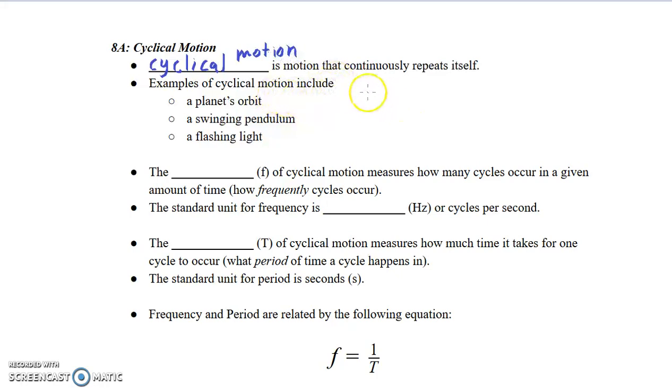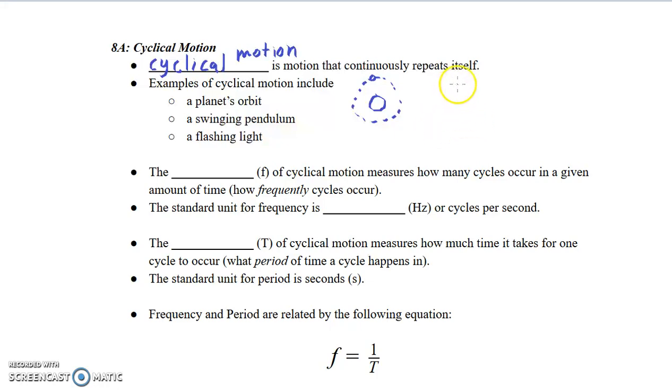For one, we have a planet's orbit. If we have a planet revolving around a sun or another planet, that's cyclical because it's repeating itself regularly, like it's regularly passing over the same points in a given amount of time.